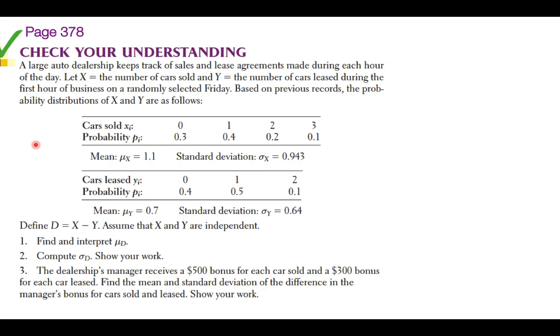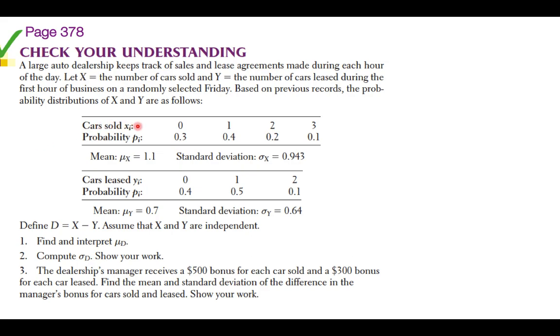So let's read it. A large auto dealership keeps track of sales and lease agreements made during each hour of the day. Let X be the number of cars sold and Y the number of cars leased during the first hour of business on a randomly selected Friday. Based on previous records, the probability distributions of X and Y are as follows.